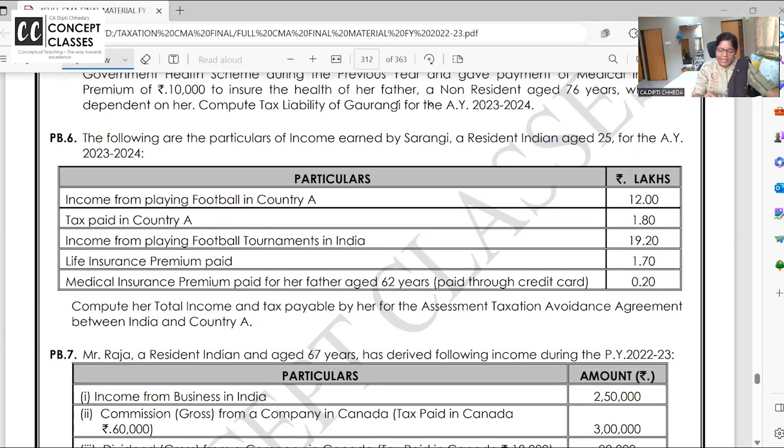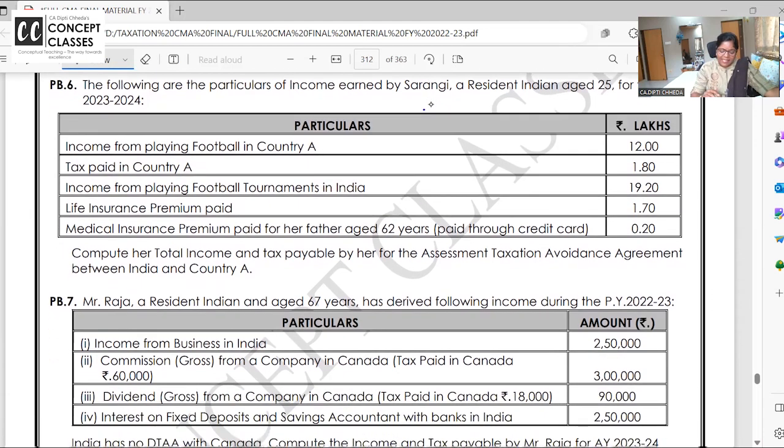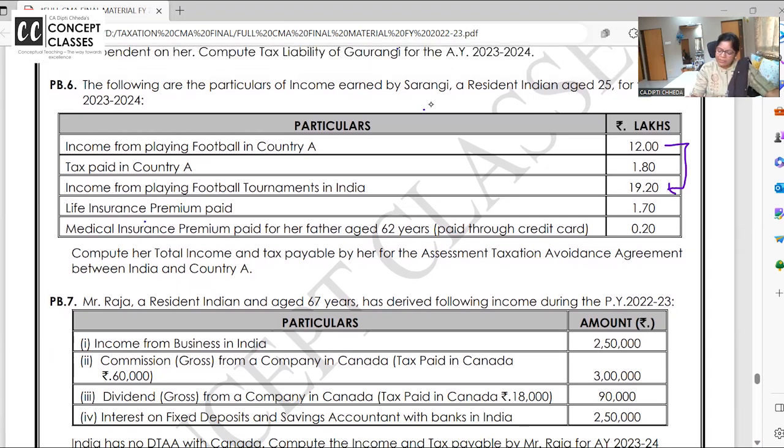Chalo. Following are the particulars of income earned by Sarangi, a resident in India. He played football in country A and paid the tax there. He played football in India. So for these two incomes, first you tax in India. LIC, he has paid 170. But how much deduction will be given?